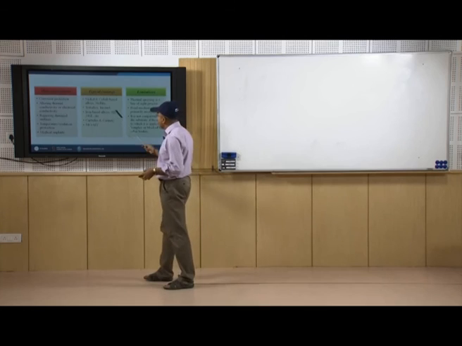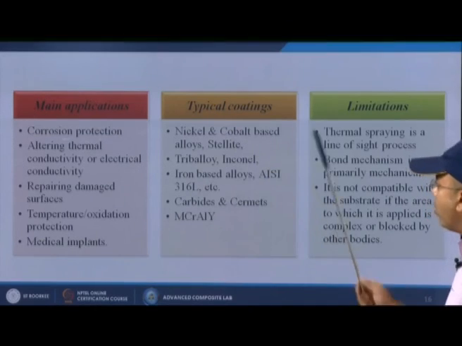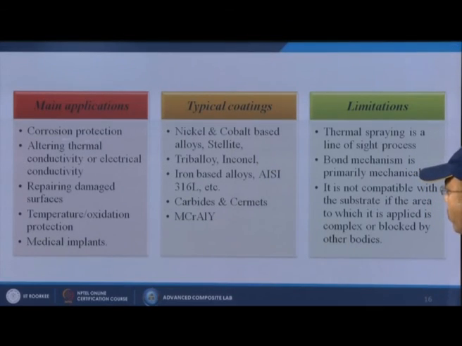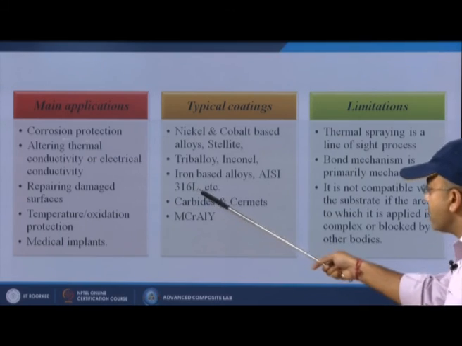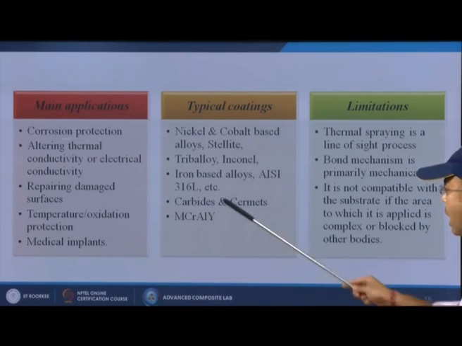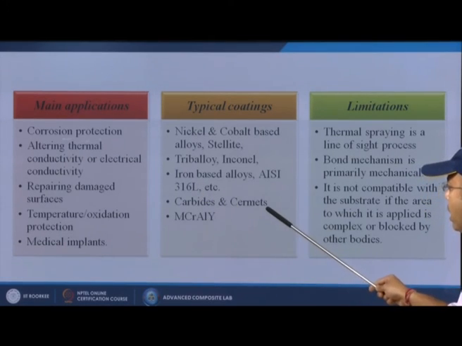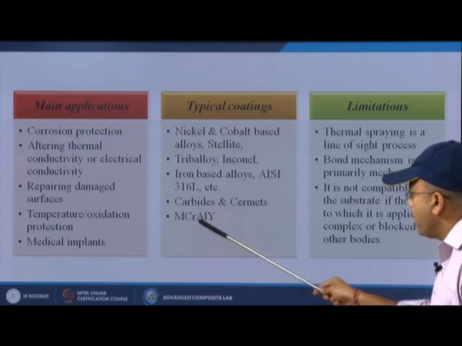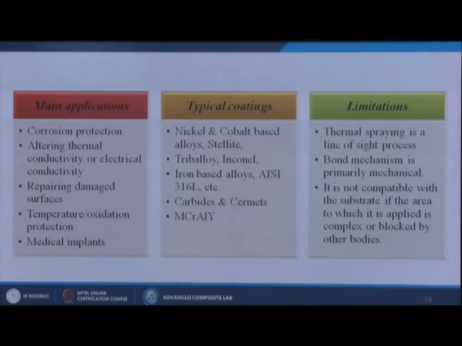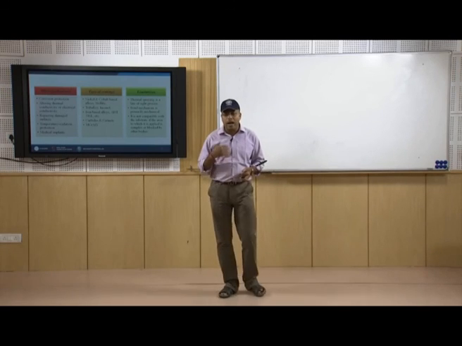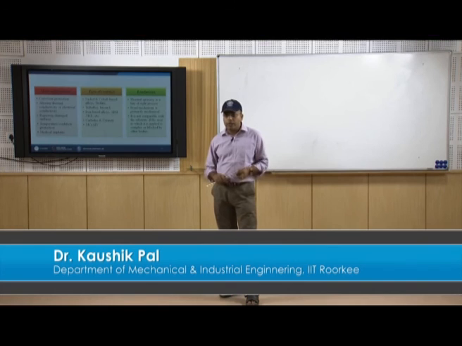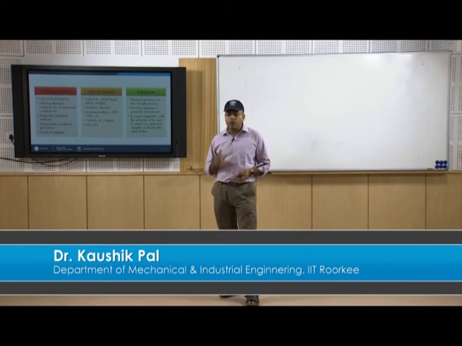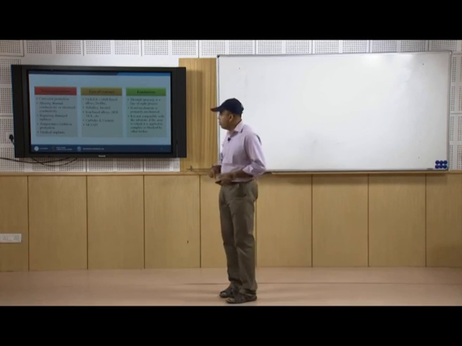Then typical coatings: generally nickel and cobalt based alloys, or maybe the stellite coating can be possible. Tribaloy, Inconel can be done. Iron based alloys, AISI 316L etc. can be done. Carbides and cermet materials can be done, or maybe MCrAlY, that kind of materials. So all of these are the hardest materials, and not only that, these materials have numerous applications, so that we can do the coating of this kind of materials onto our substrate.